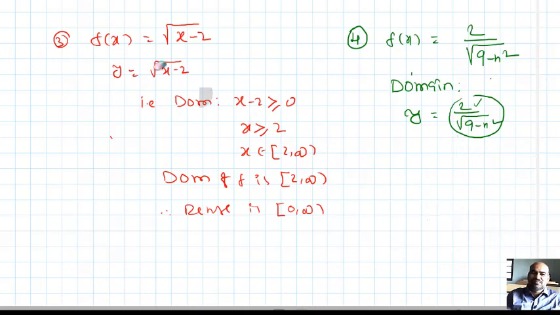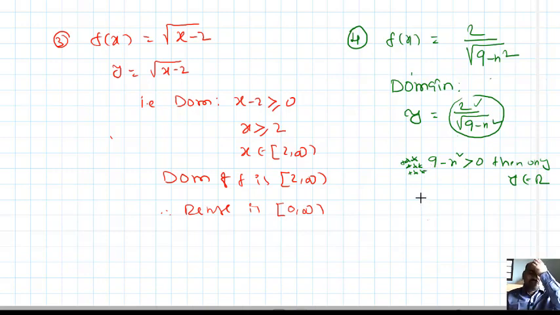I will write. So 9 minus x square must be greater than 0. Then only y is a real number. Okay, 9 minus x square greater than 0 means what? I want to solve this. You need to use the wavy curve method, simple wavy curve method. How to use this wavy curve method? Already I published videos on inequalities. Please watch those inequalities. From there you can conclude how to solve this type of inequalities.